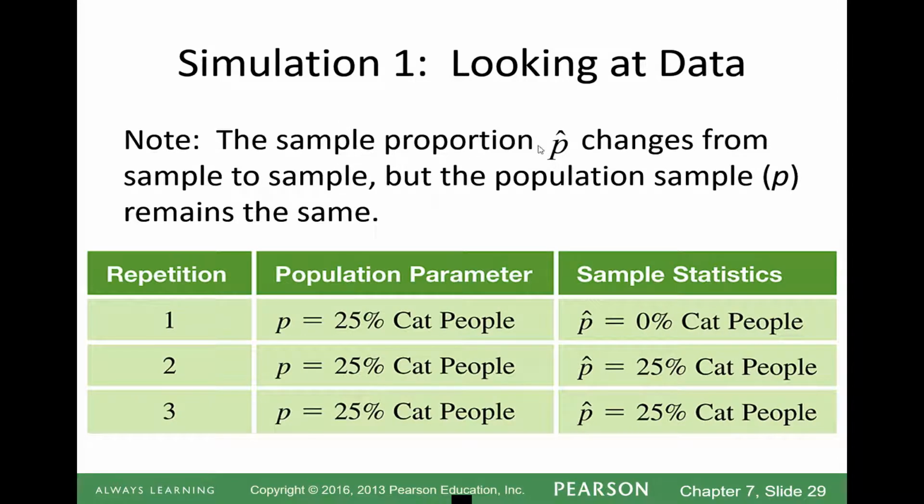The sample proportion here changes from sample to sample, but the population proportion remains the same, because we already know that it's given. It's the status quo, 25% cat people, but from the different samples we pick, we could get anything. And also, depending on the size of the sample, that percentage can change too.